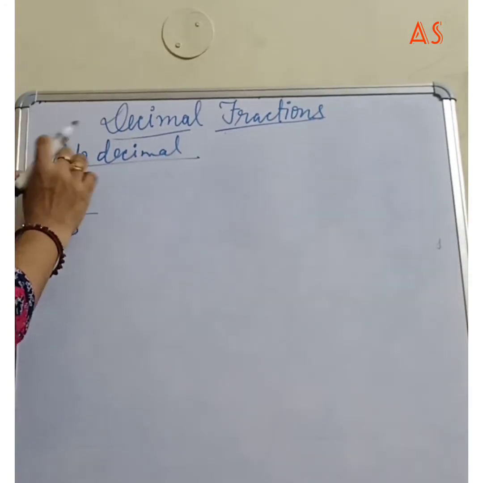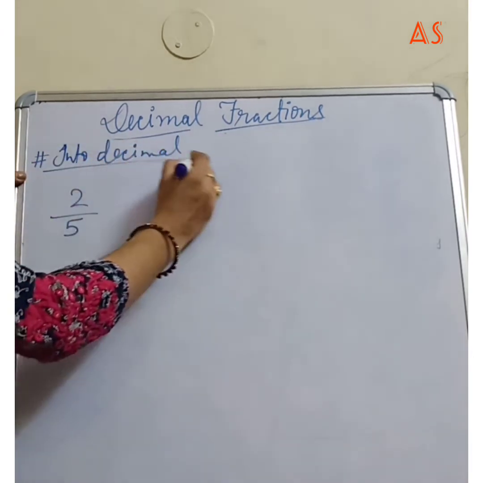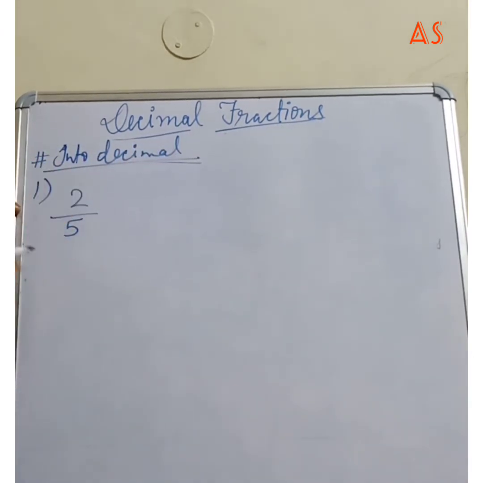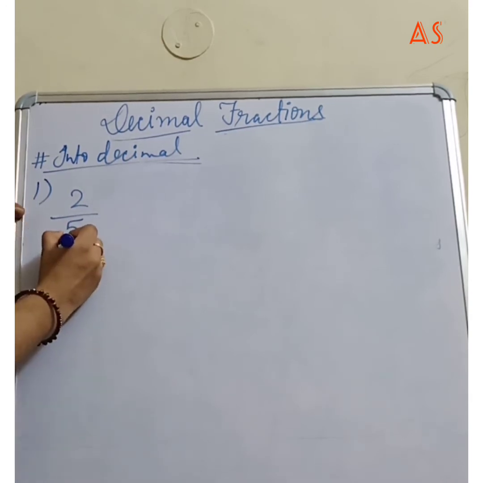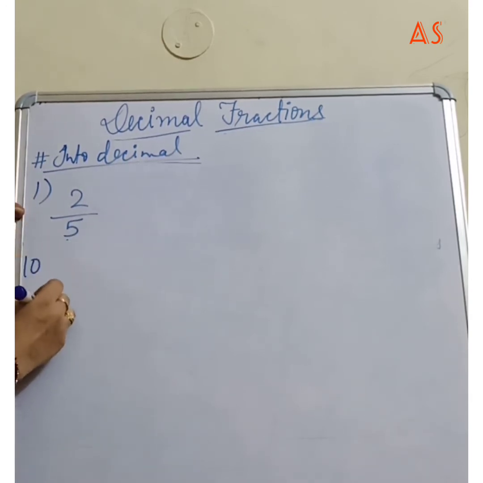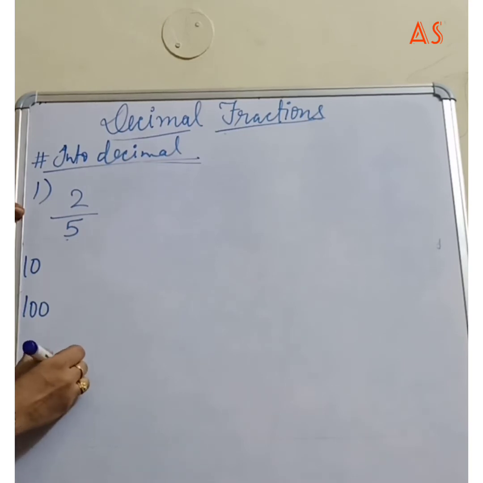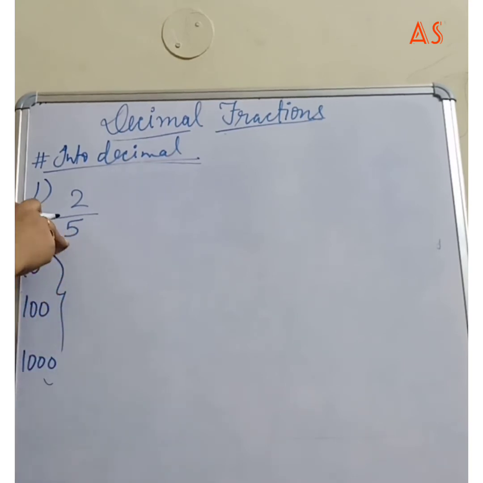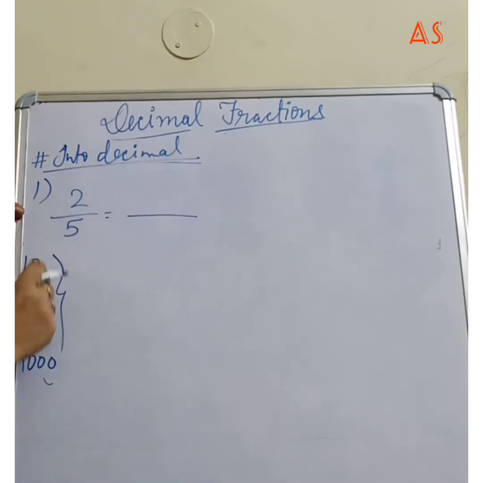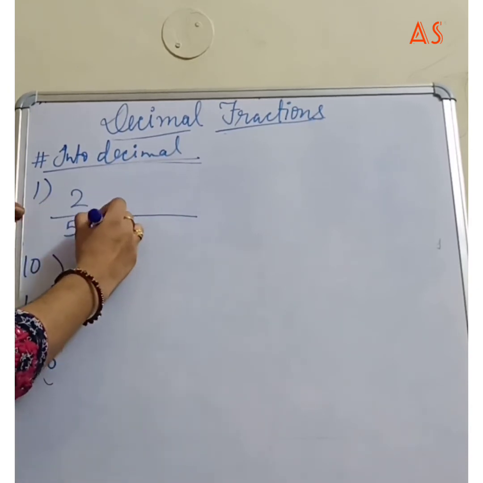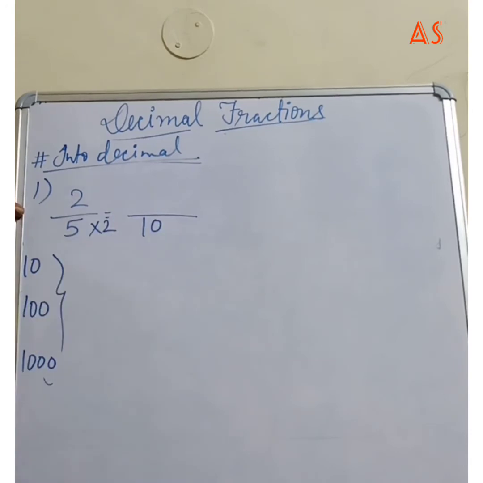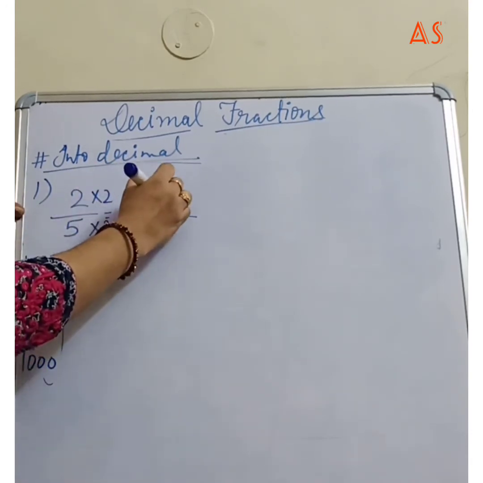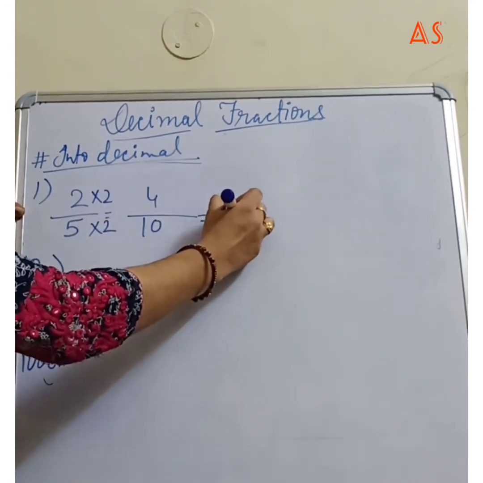Next topic is how to convert a fraction into a decimal. The first method we will discuss is the zeros form method. We have to check the denominator and how many times to multiply to get 10, 100, 1000. Here our denominator is 5, and 5 twos are 10, so we multiply by 2. Then multiply the numerator the same way: 4 upon 10, and the answer is 0.4.